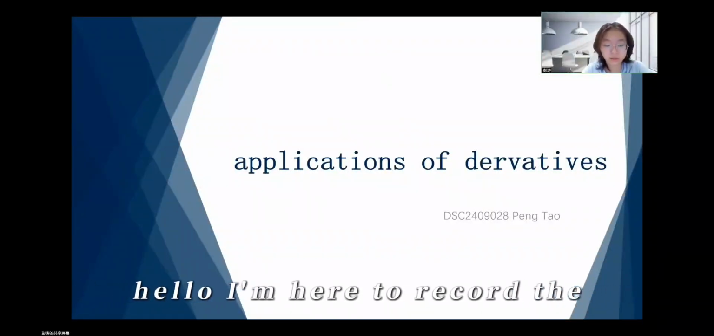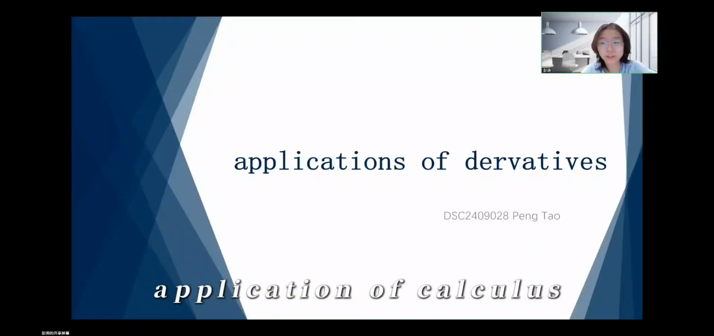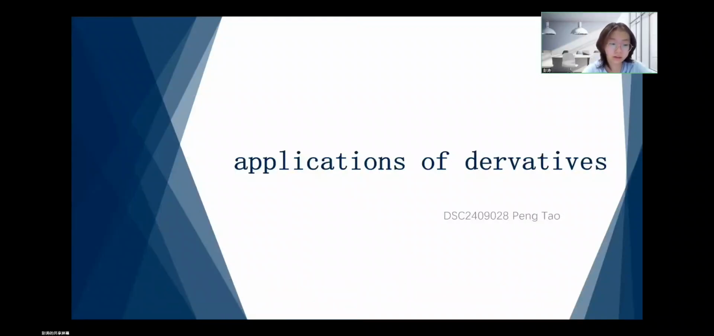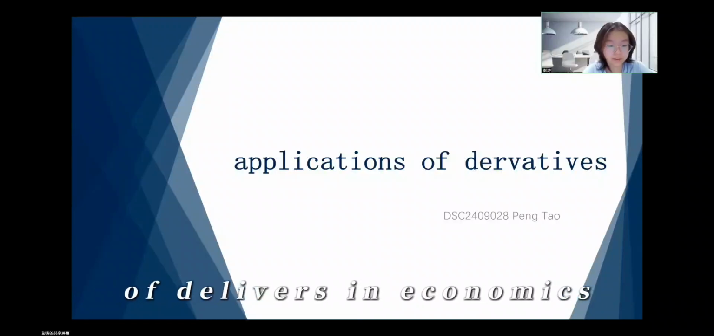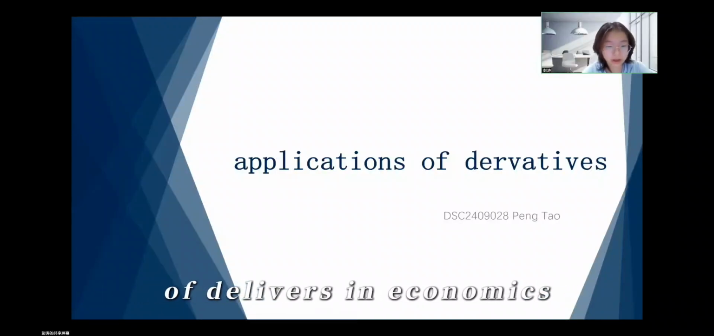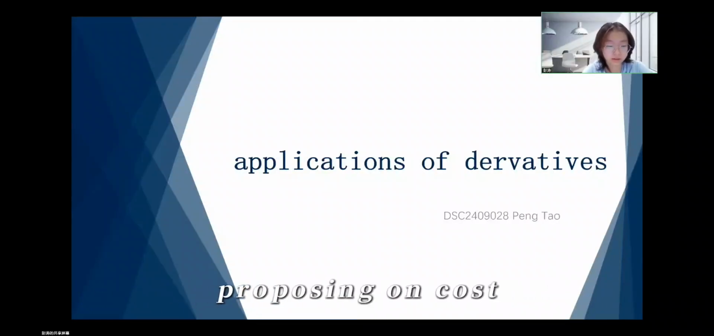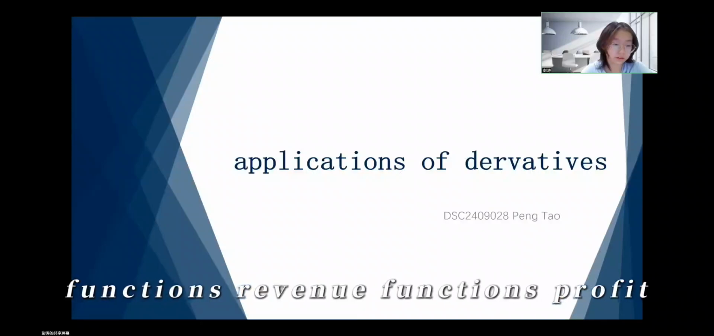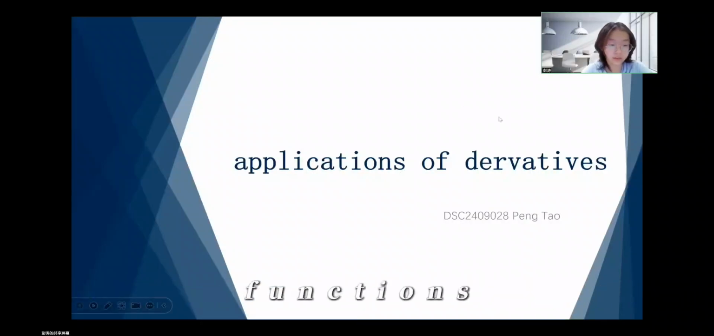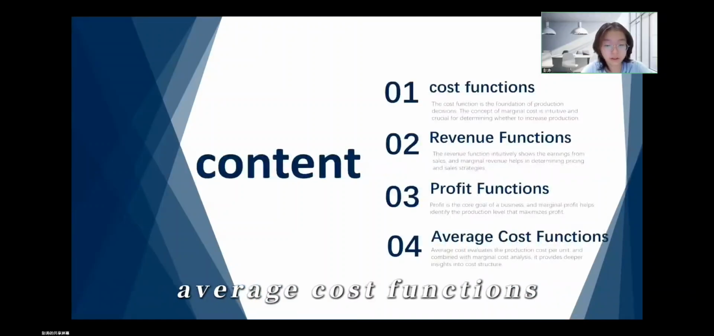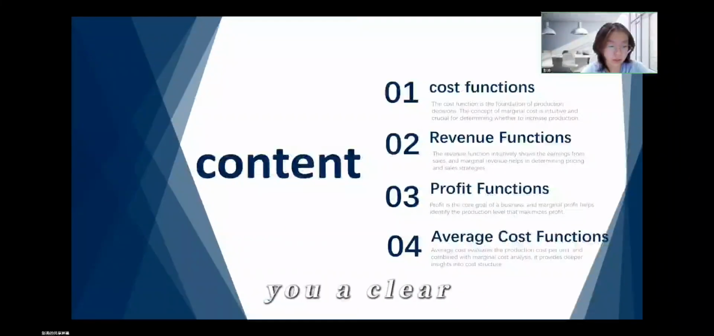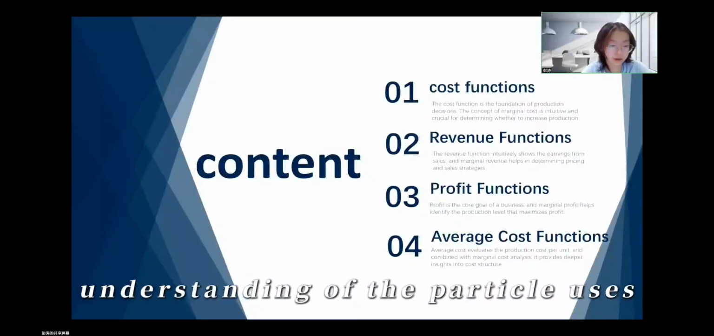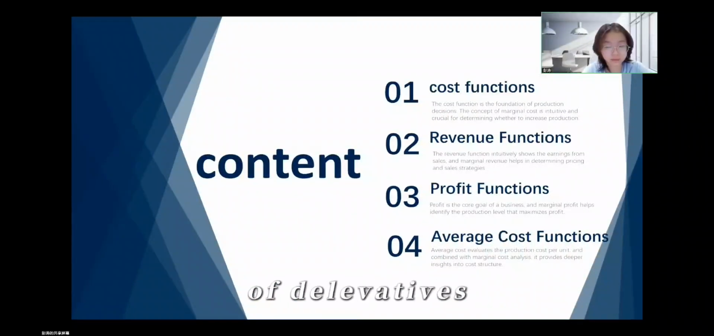Hello, I'm here to record the application of calculus. First, I will explain the application of derivatives in economics, focusing on cost functions, revenue functions, profit functions, and average cost functions. I hope these examples will give you a clear understanding of the practical uses of derivatives.